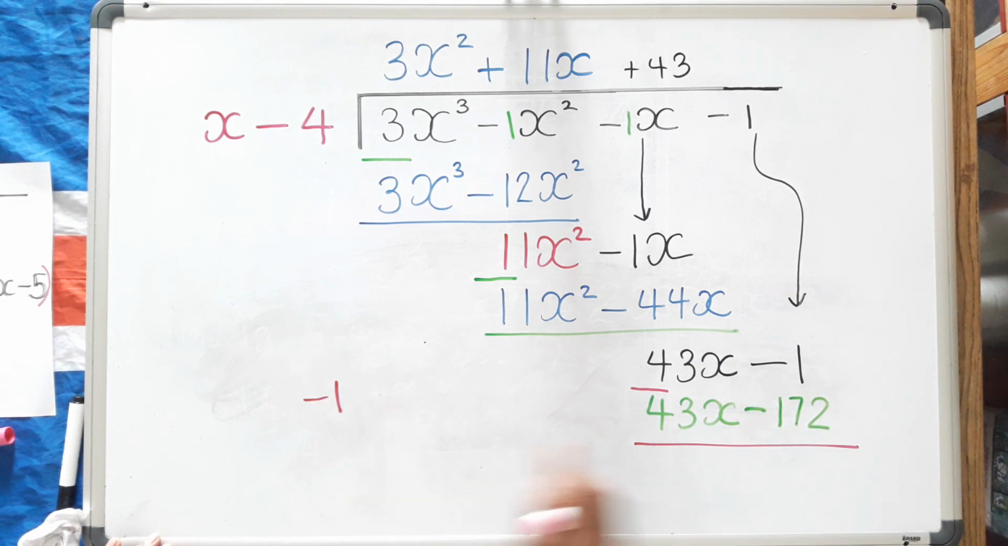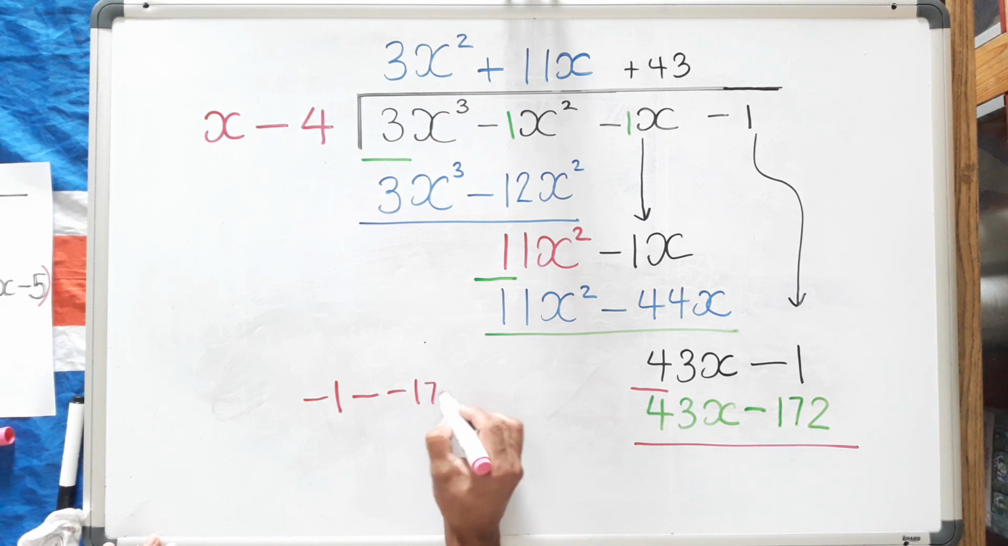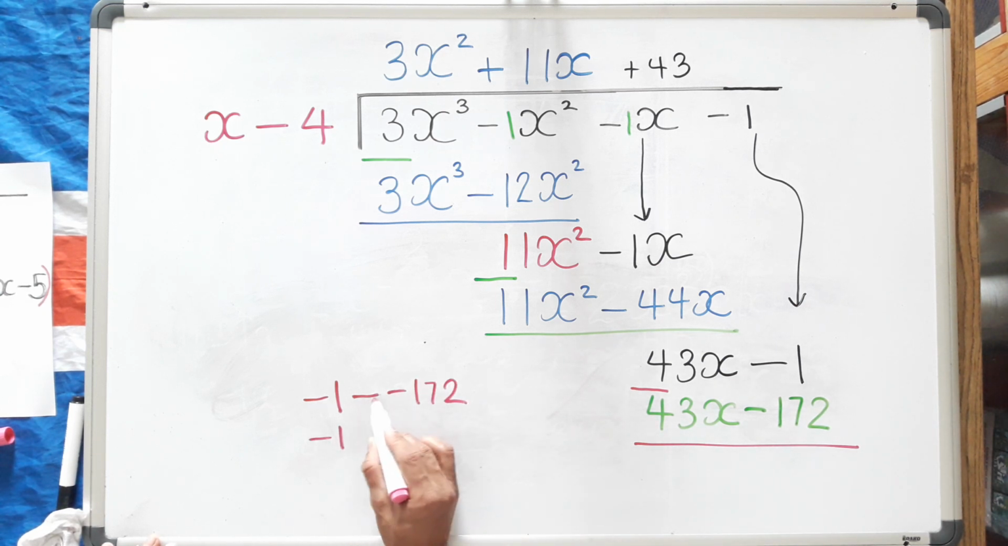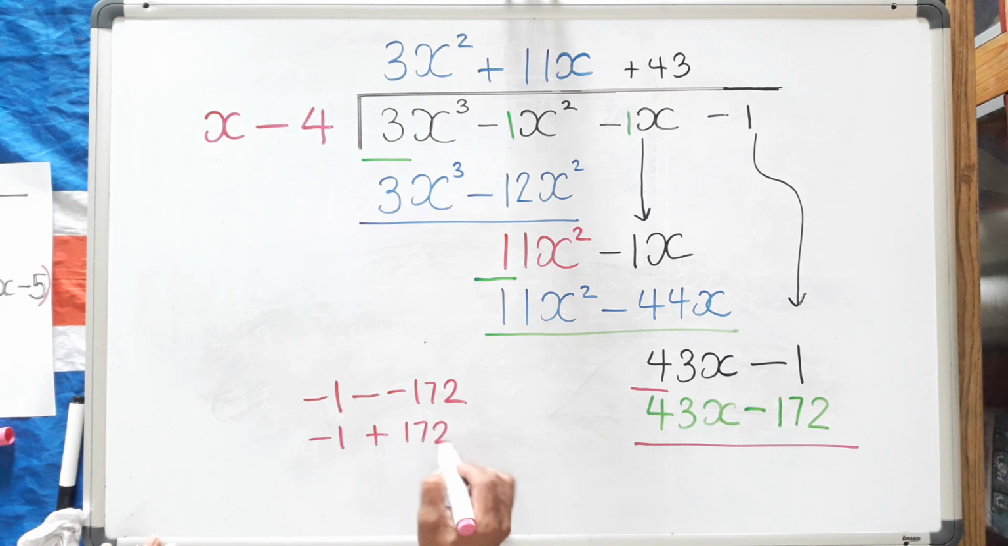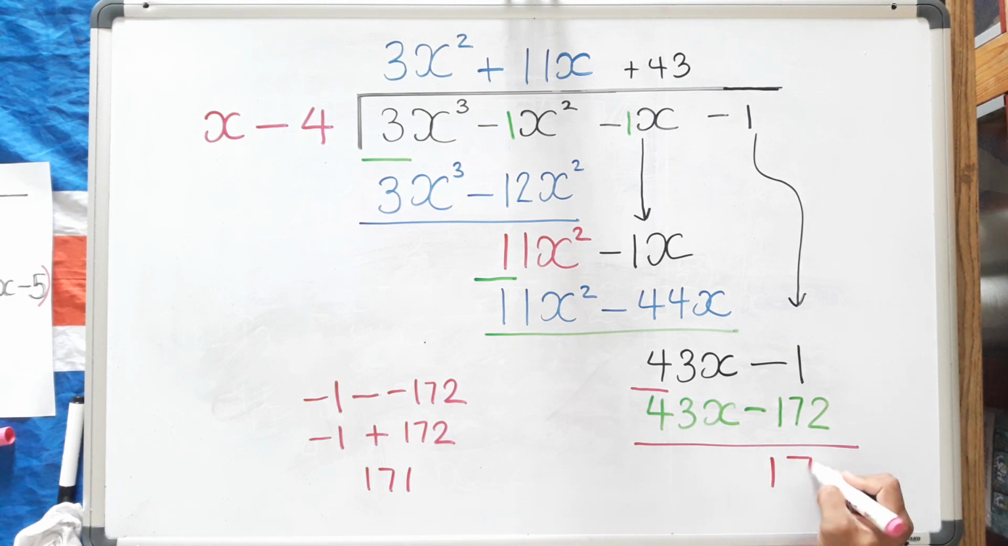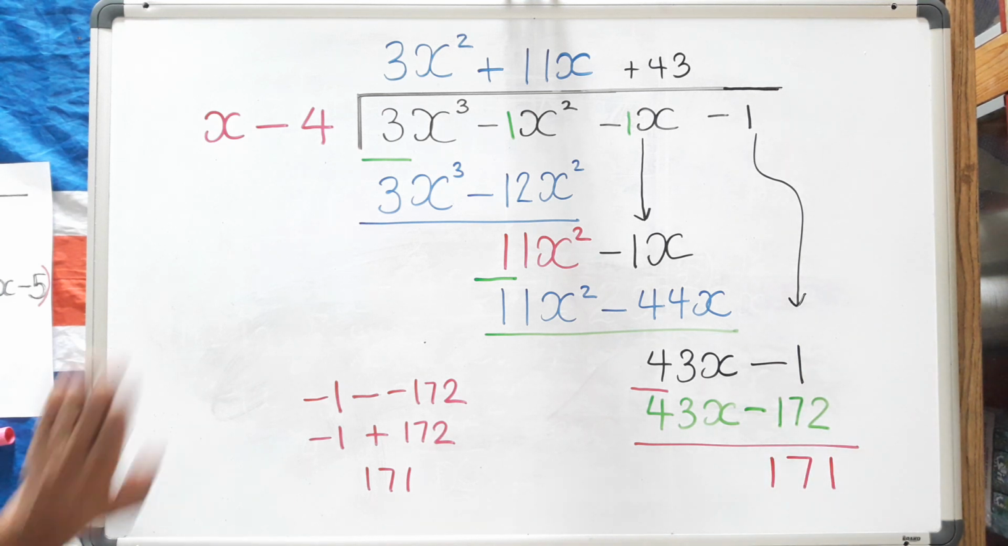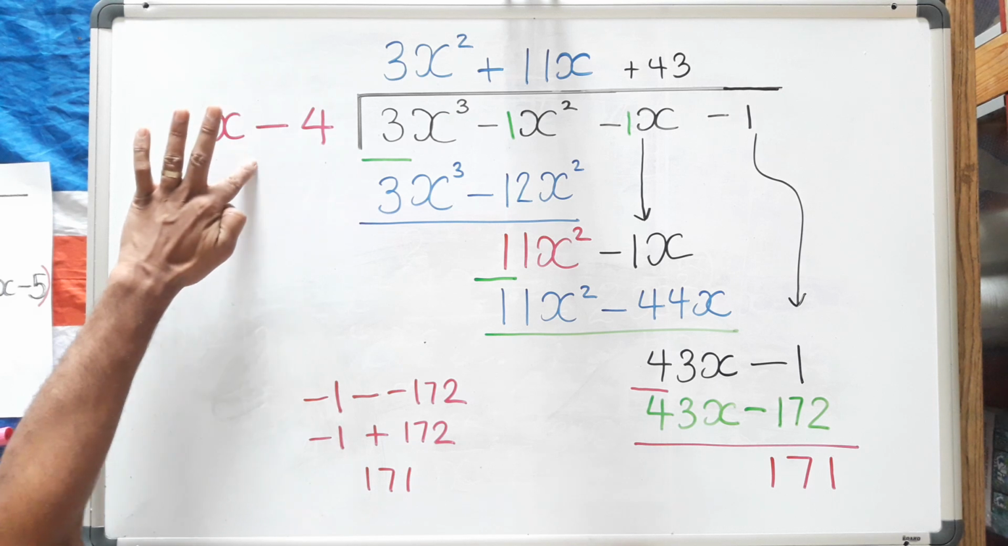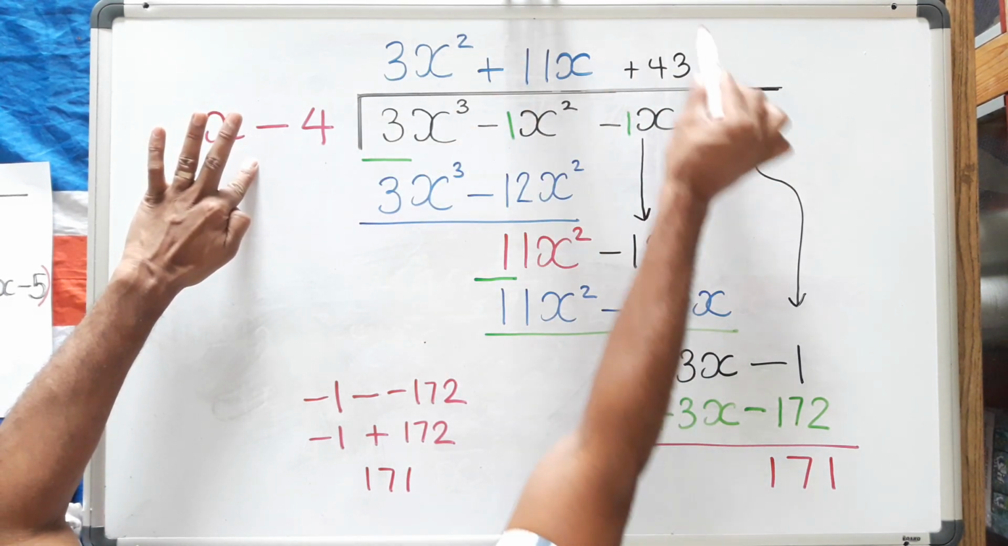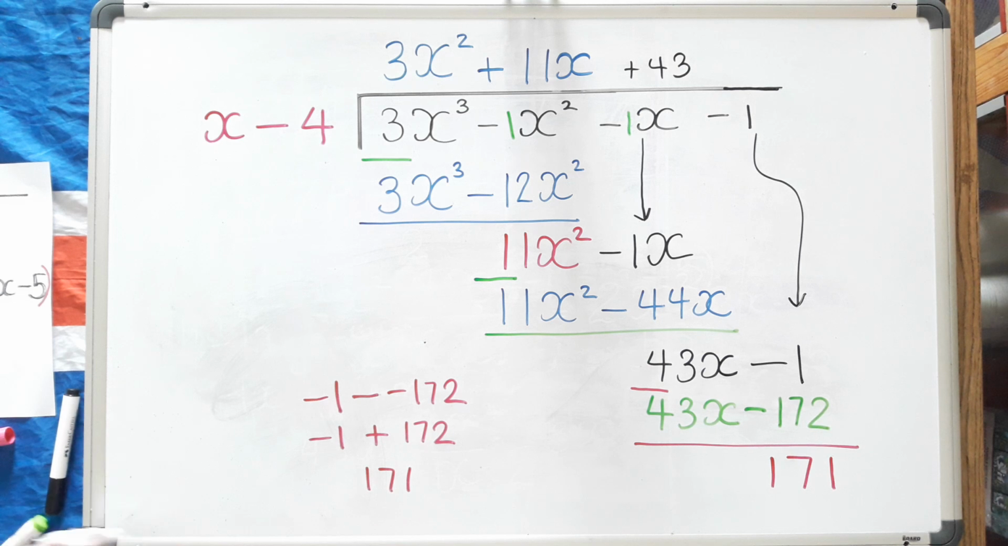Minus 1 minus minus 172. A lot of two negatives are coming together to give you a positive in this particular question. Minus 1 plus 172 is 171. So I end up with 171 and I have nothing else to bring down. When we divide this expression by this, we got this, and this is our remainder.